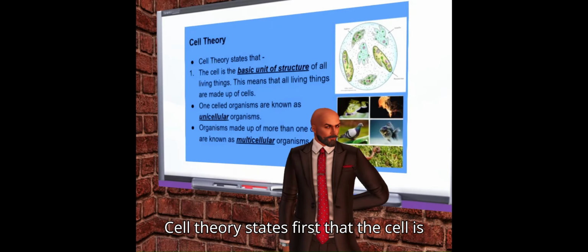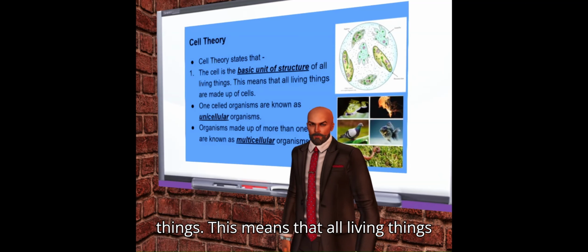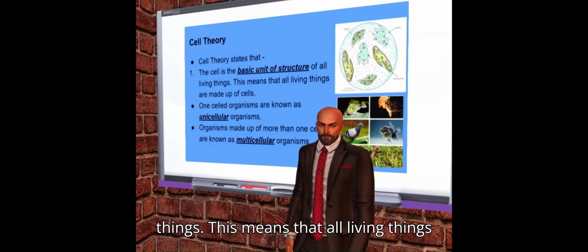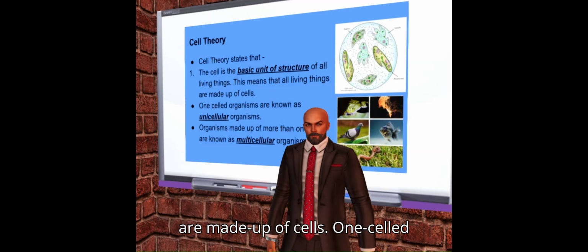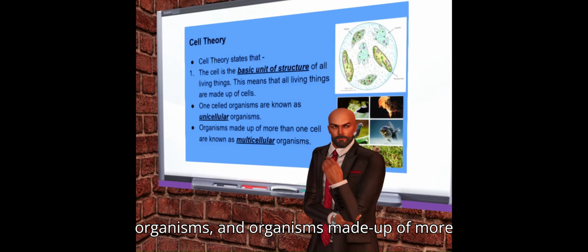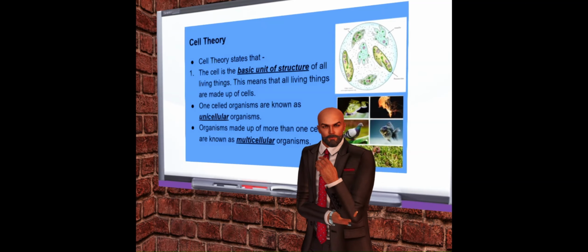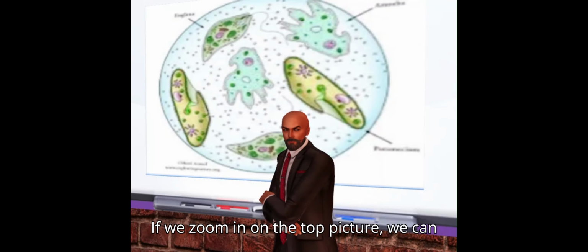Cell theory states first that the cell is the basic unit of structure of all living things. This means that all living things are made up of cells. One-celled organisms are known as unicellular organisms, and organisms made up of more than one cell are known as multicellular organisms. If we zoom in on the top picture, we can see some examples of unicellular organisms. These include euglena, amoeba, and paramecium.